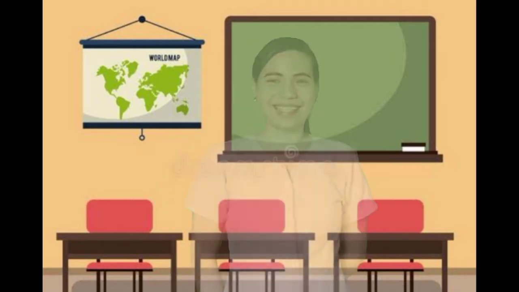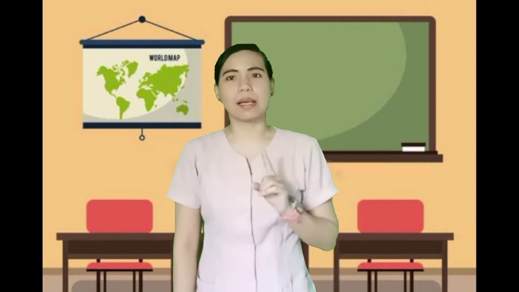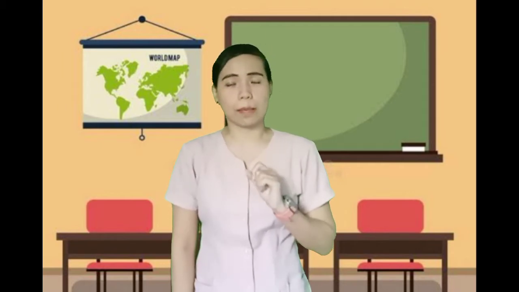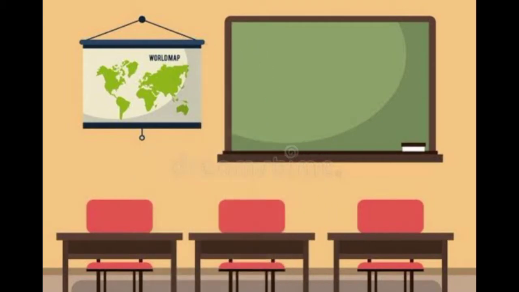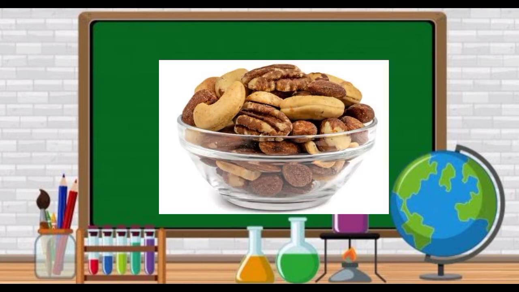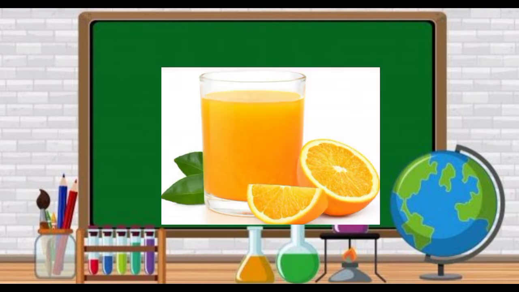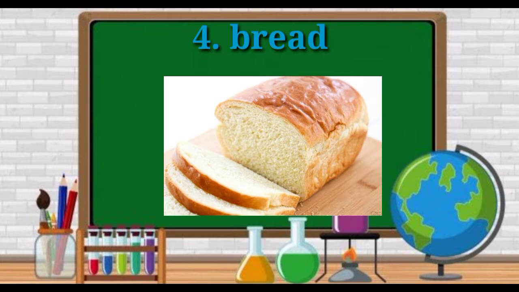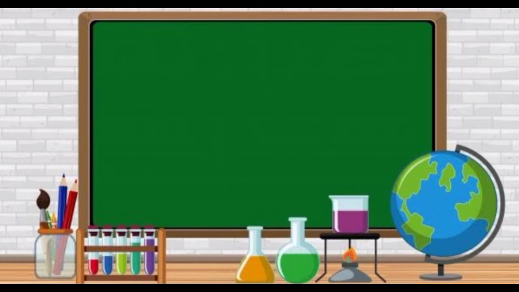Then let's begin. Previously, we've discussed mixtures and the different kinds of mixtures according to their appearance. Today, we're going to start the discussion with a short review of the past lessons. Classify the pictures below into homogeneous or heterogeneous mixture. 1. Mixed nuts. 2. Orange juice. 3. Paints. 4. Bread. 5. Fruit salad. And 6. Milk.